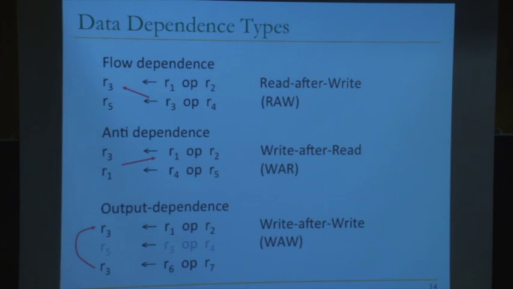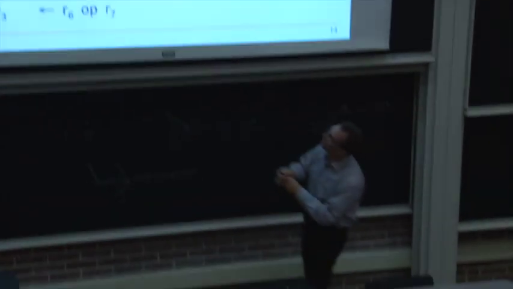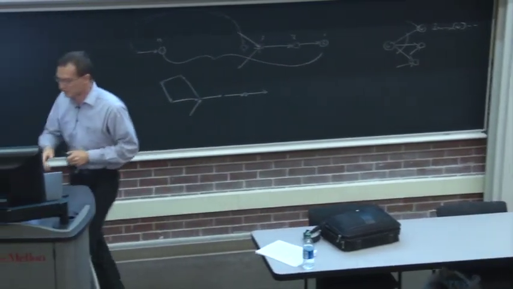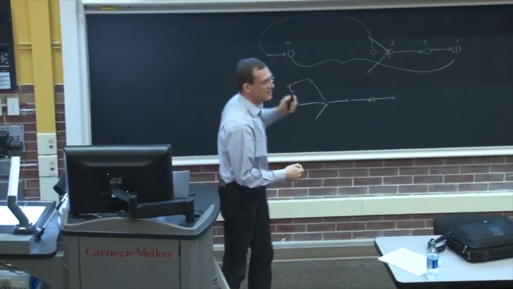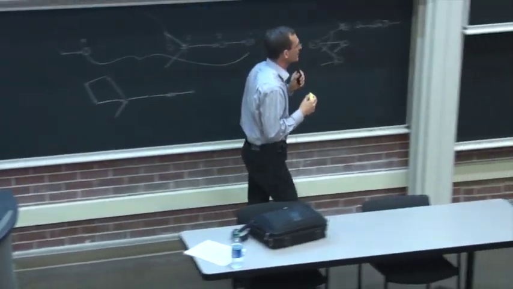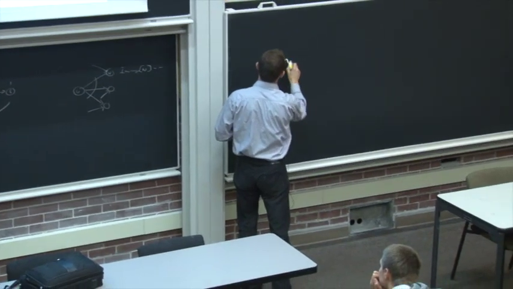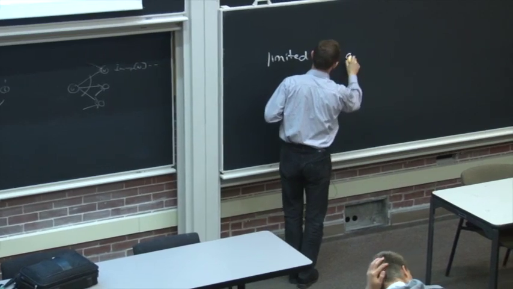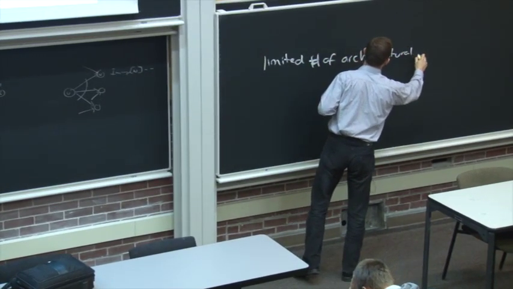In a sense, that's why I call this a fake dependence, right? If you had an infinite number of registers, there was no reason for the compiler to store the second value in R1, right? Because the values in R1 between those two different instructions have no relationship. Basically, these dependencies are due to a limited number of architectural registers. You can eliminate them if you had an infinite number of architectural registers.